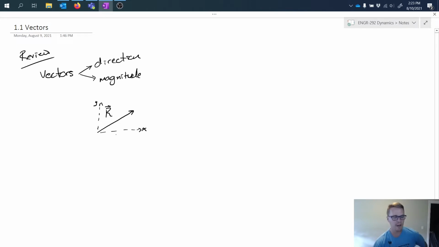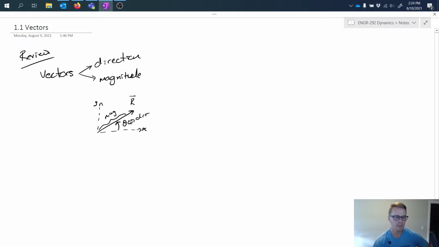And then we can specify this vector by its magnitude. So basically, how long it is. I'm going to move this label. Magnitude. And then we might specify the direction by measuring the angle off of the x-axis, which would be one standard way to do this. And this would give us an orientation and a length of this vector.